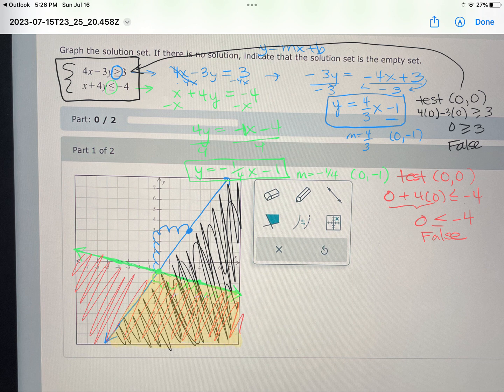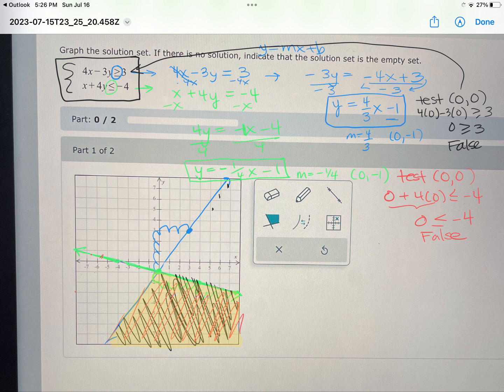Some people don't like shading the whole part. They like thinking about it as shading below the blue line, below the green line, and then thinking about where that intersects. We could really go back in and reduce this or erase this, because that's not part of our solution set. It's only that overlapping section. So I hope that helps.